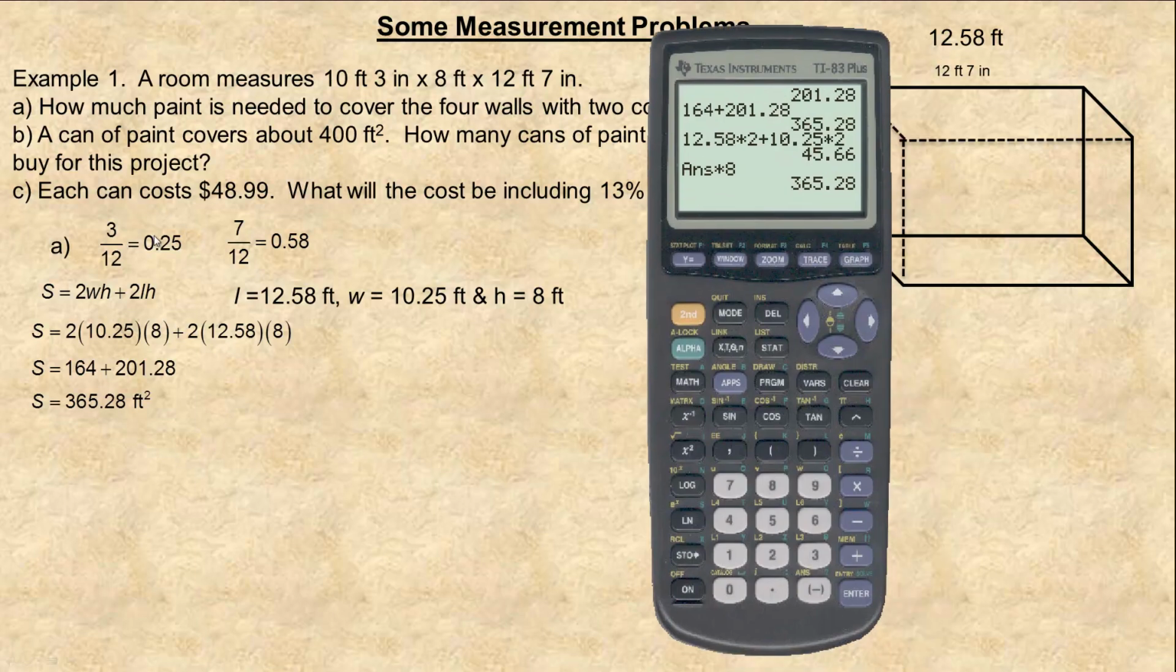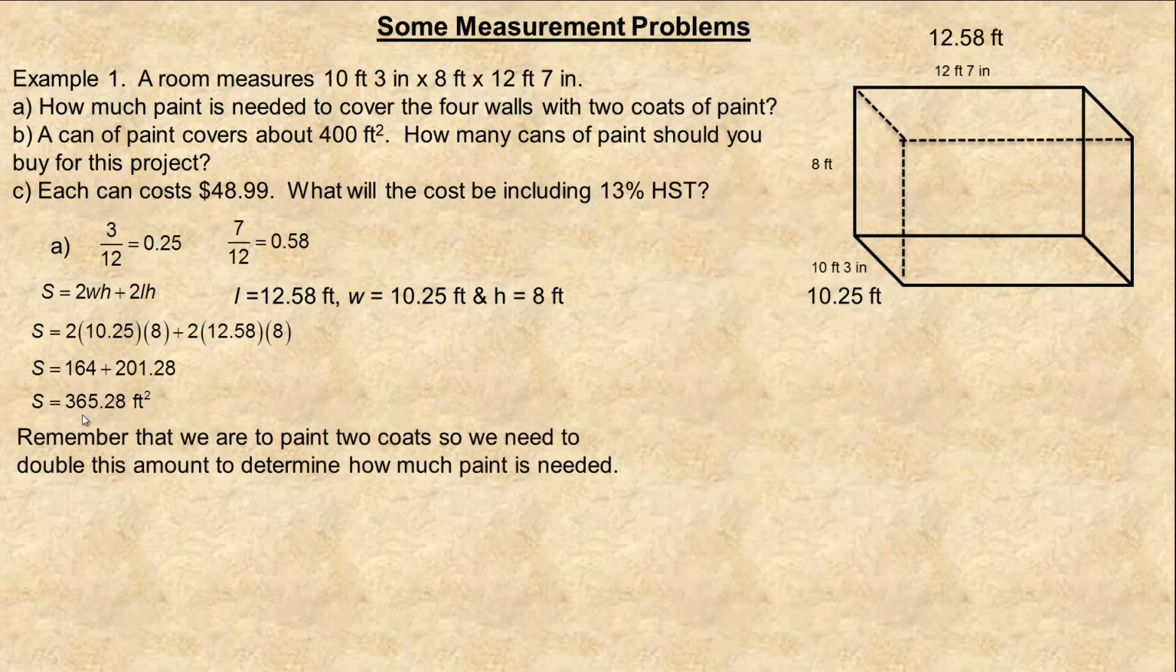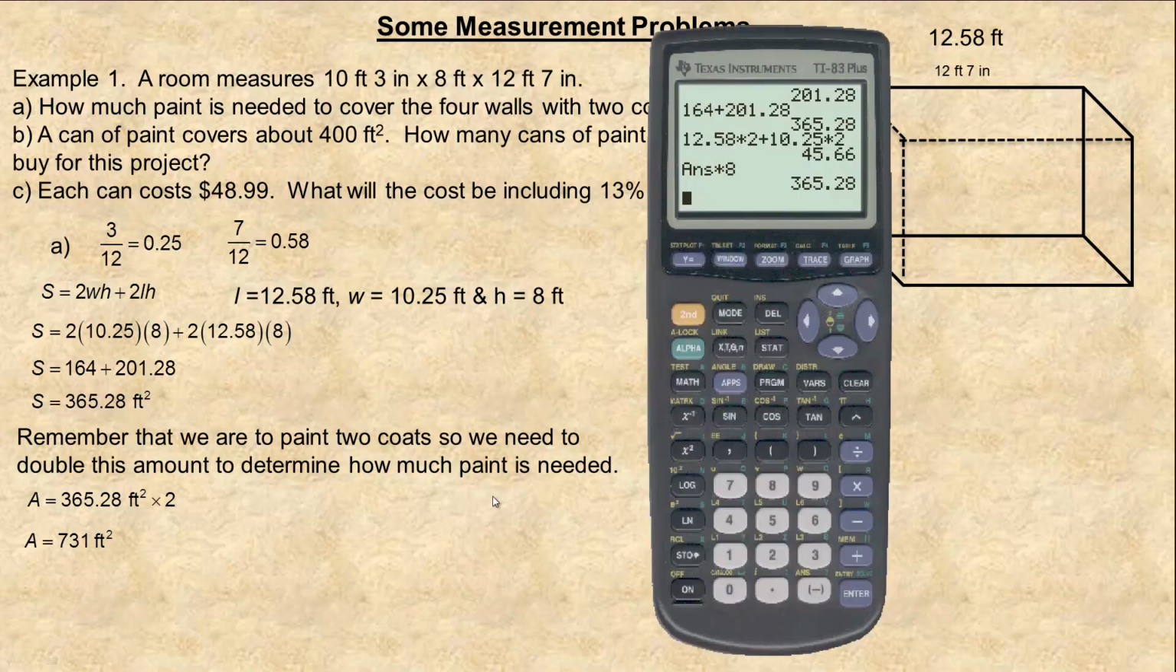So now, how much paint is going to be needed? We're doing 2 coats, so we need to double this. So we'll take the 365.28 and multiply that by 2. Just to show you what that looks like, 365.28 times 2, and I'll round it to the nearest whole number, which is 731 square feet. That's how much paint we need to cover the walls with.